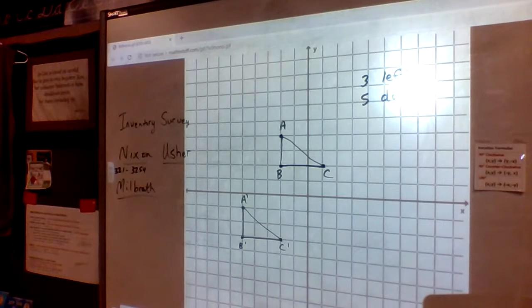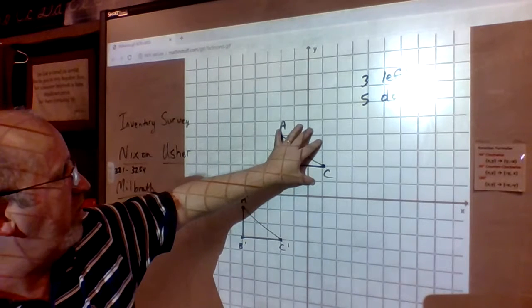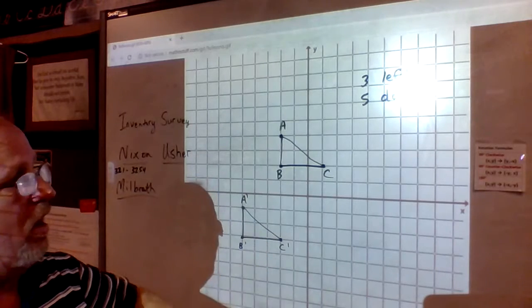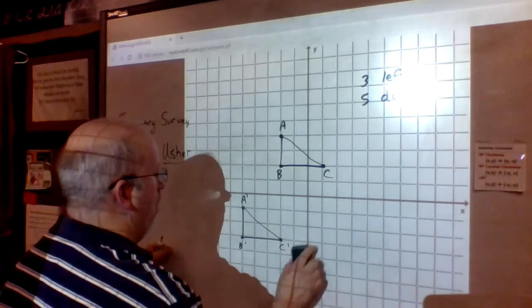So this is an example of a slide. We just simply take the figure, move it 3 places to the left, 5 places down, whambity-bambity.